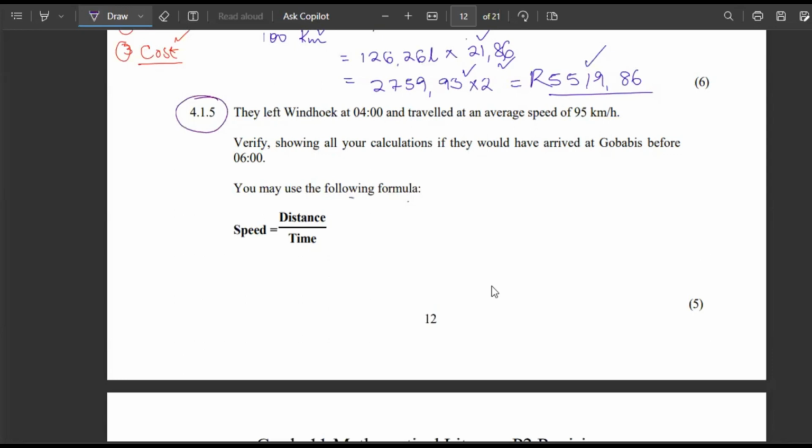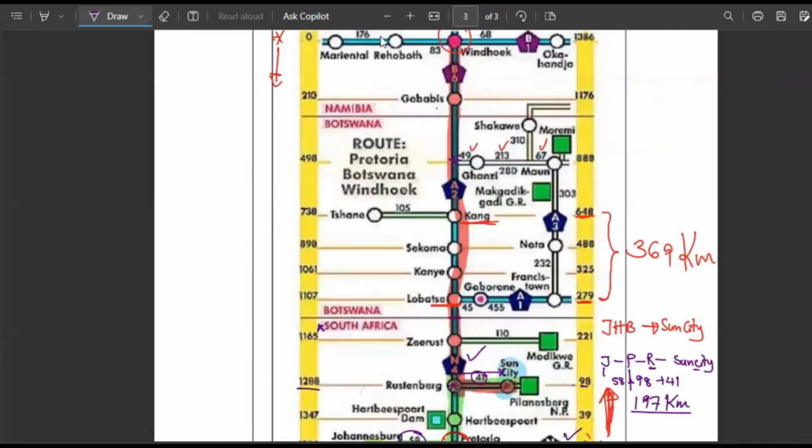Now, first and foremost, we are given the speed. It's 95 kilometers per hour. What we are proving is time. So in other words, we need to find out how much time they used. So between what and what? The distance, we shall get it from the map. So the distance between Windhoek and this place here. All right, that's what we're going to do. Let's go to the annexure.